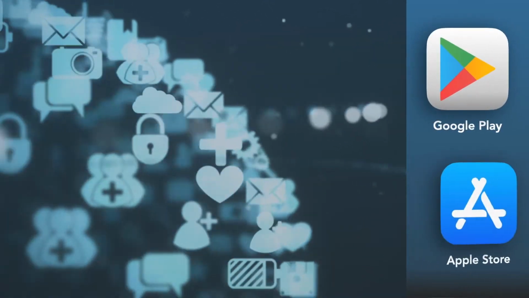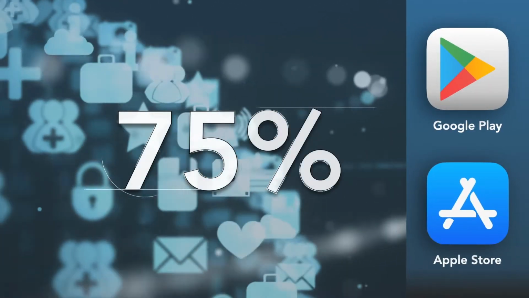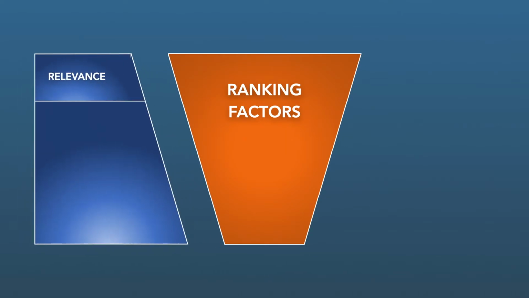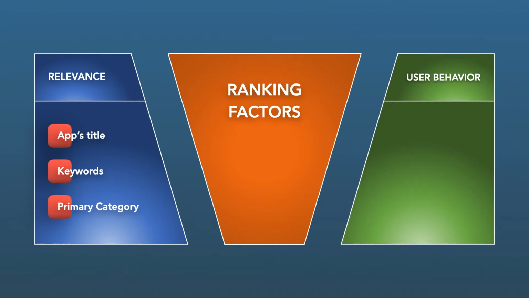In the case of ASO, there are 2 major app stores, Google Play and the Apple Store, with a combined 75% market share. Both stores use search engines that concentrate on 2 main factors to rank your app in the search results. First, the text relevance, which is how the search is a match for your app's title, keywords, and primary category. And second, the user behavior, which is how many times your app has been downloaded and how fast, as well as the number and the quality of your ratings and reviews.